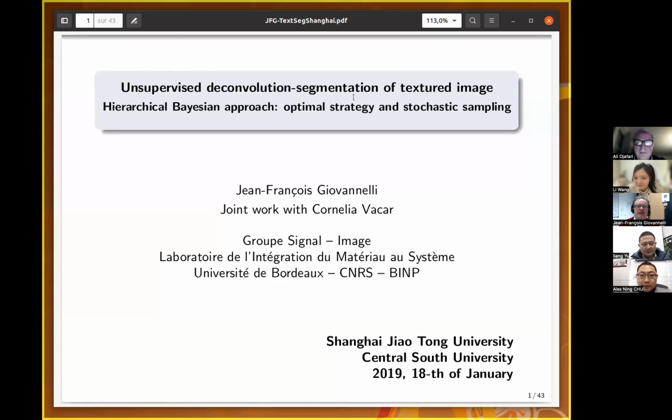About the convolution segmentation of textual images. I will work within the framework of a Bayesian approach and a hierarchical Bayesian approach. It will allow for optimal estimation, optimal decision, and it will be computed by stochastic sampling. It is a common work with Cornelia Vakaridis, one of my PhD students.